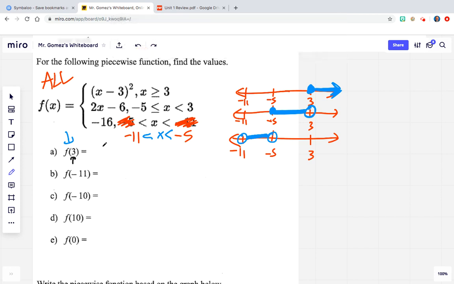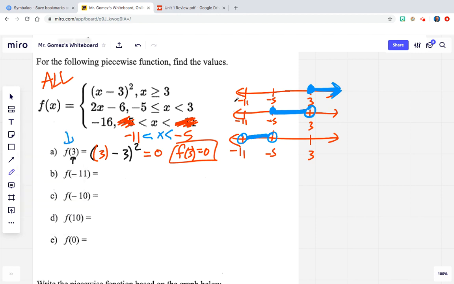So all we have to do is basically rebuild the top function. And where there used to be an x, we're now going to put this input value of 3. So 3 minus 3 would be 0, and if I squared it, I would get 0. So 0 would be the answer for the first one. Okay, and just like good practice, we'll write f of 3 is equal to 0. There's your answer.